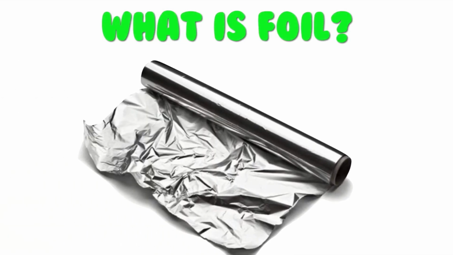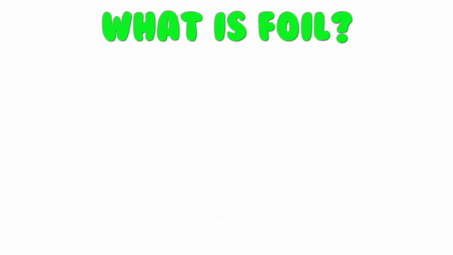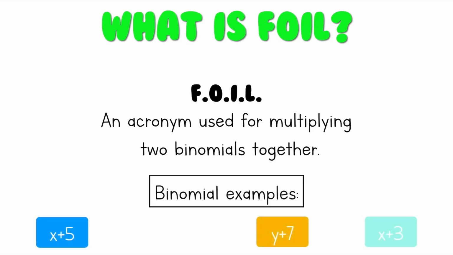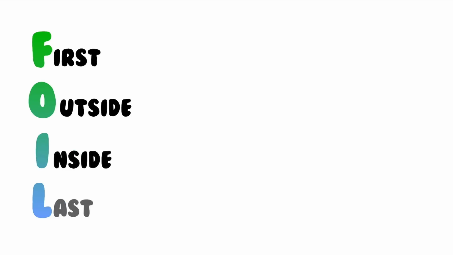What is FOIL? Well, let me tell you this. It's not the FOIL you're used to. No, this FOIL is much more useful. In math, FOIL is an acronym that we use for multiplying two binomials together. A binomial is an expression with two terms being added or subtracted. These are all examples of binomials. So, FOIL tells you what parts of the binomials to multiply together, and it stands for first, outside, inside, and last. Let me just show you how it works.